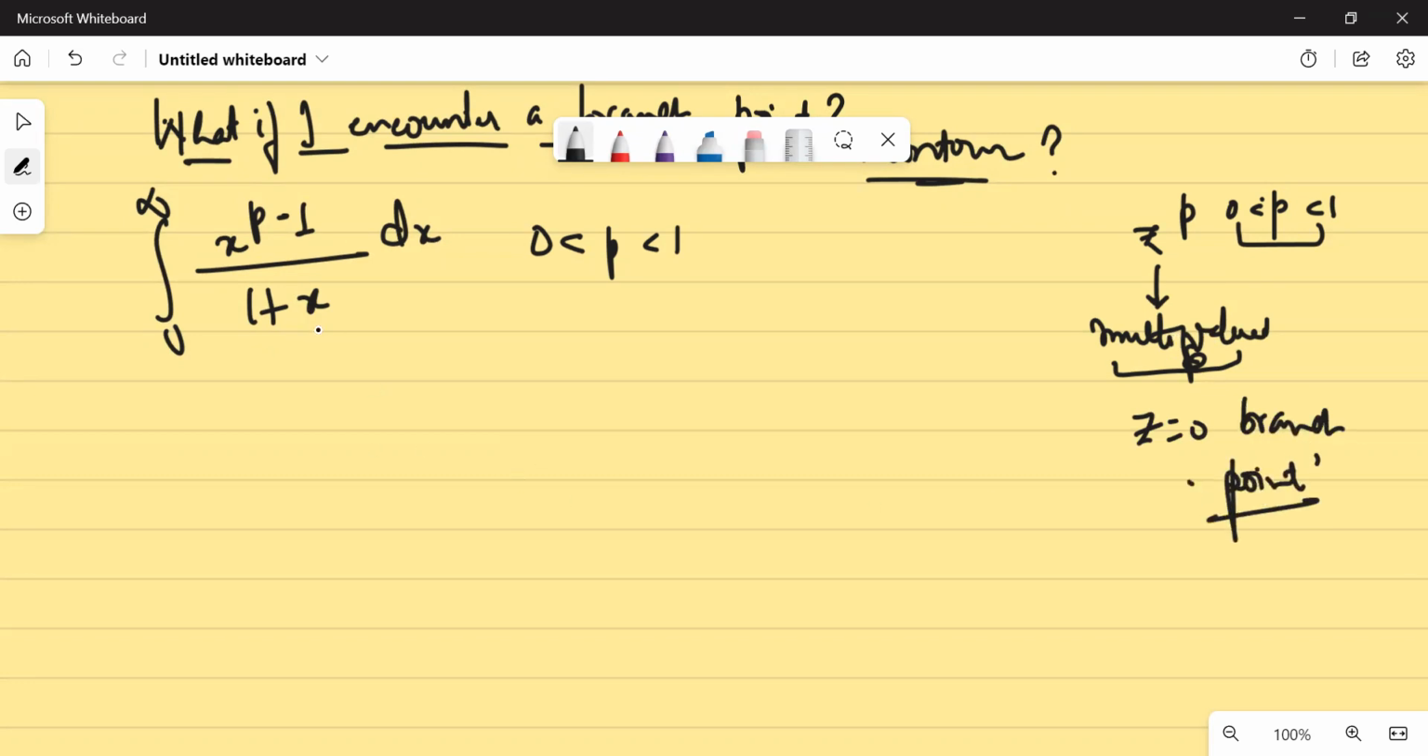So how to go about these problems? Another point would be x equal to -1. For example, if I replace this integration by this, another singularity would be z equal to -1. Is that clear? Is this understandable? Sir, -1 is in the power.